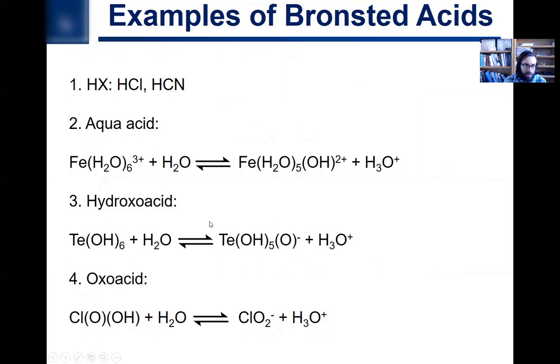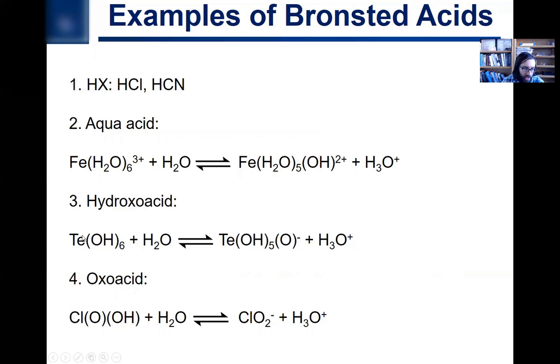And so here are some examples. HX doesn't have any OHs around or waters around. So HCl would be an example, hydrochloric acid, or hydrocyanic acid, HCN. An aqua acid example would just be iron coordinated to 6 water molecules. One of those water molecules can become acidic and make OH minus in the process. So this was a 3+ iron species at first, and now it's a 2+ because it gave up one of its protons to make water, positive 1 charge, H3O+.